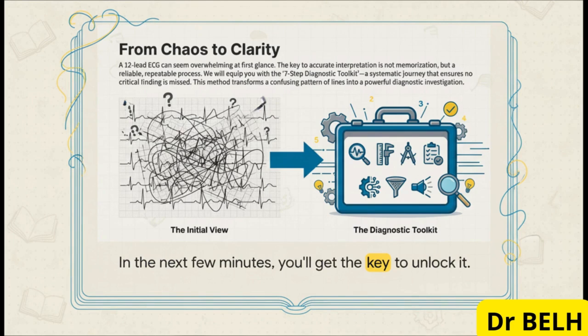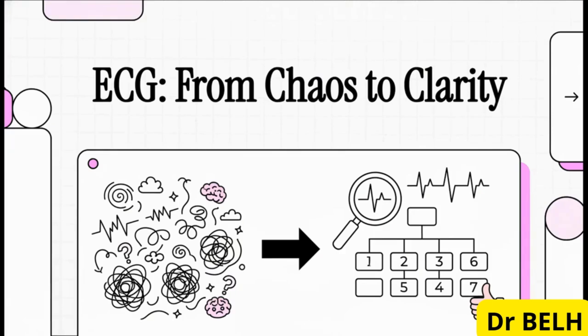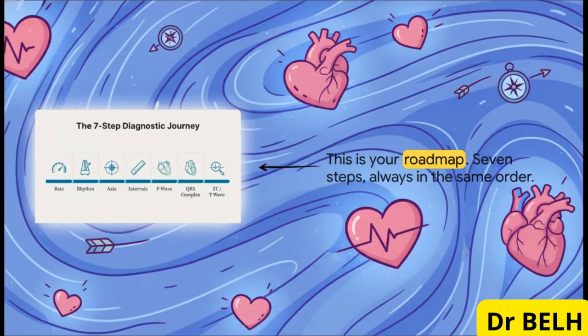Well, in the next few minutes, I'm going to give you that key. I'm going to walk you through a 7-step method that turns this chaos into a clear, confident diagnosis. And I mean every single time. See, reading an ECG isn't some kind of magic trick. It's all about having a system, a reliable method that you can fall back on, especially when the pressure is on.